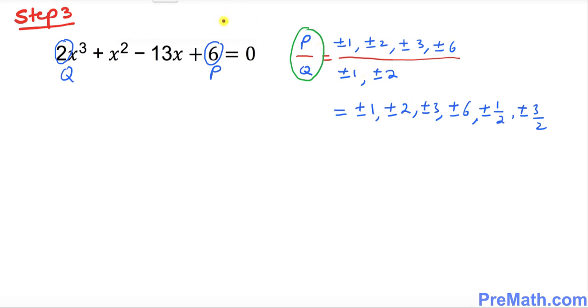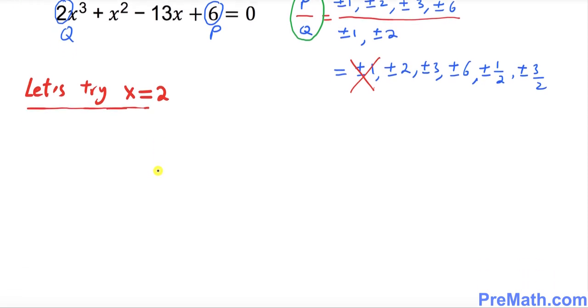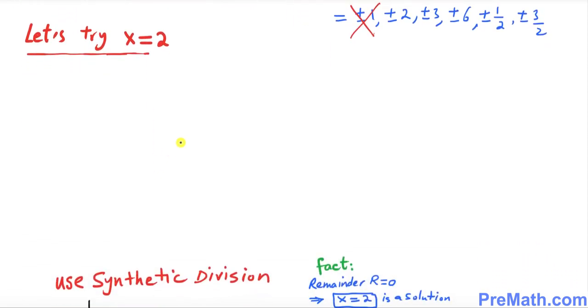We're going to see if there's any solution among these ones. So the very first thing, in the previous step we already found out that x equals 1 and x equals negative 1 are not solutions. We ruled them out. So now let's try x equals 2. So now we're going to try x equals c, whether this is a solution to our given cubic equation. For that one, we need to use synthetic division. That's what we're going to do now.